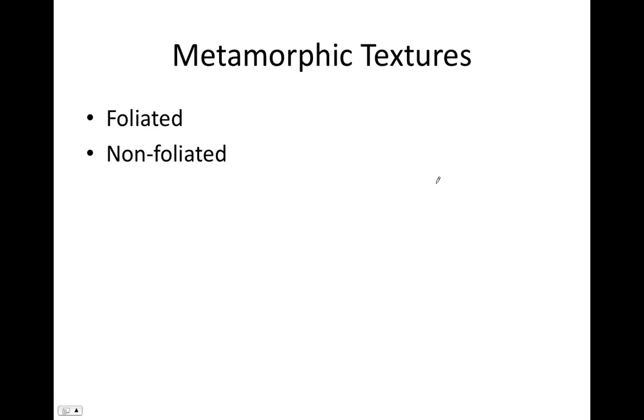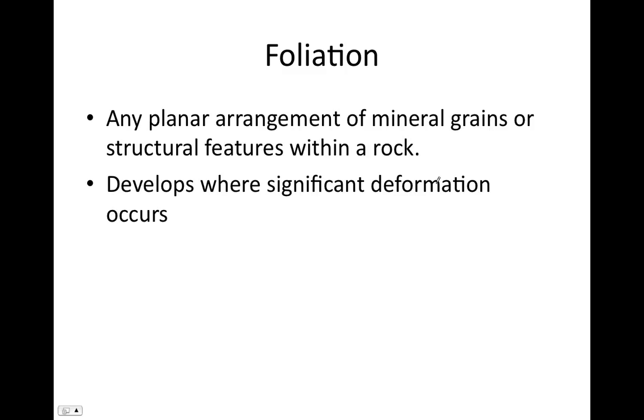So now we group metamorphic rocks into two different categories, foliated and non-foliated. Those are the two major groups of metamorphic rocks. Foliated metamorphic rocks have what is called foliation. And foliation is any planar arrangement of the mineral grains or structural features within a rock. Okay, so it's basically a non-random orientation of the mineral crystals inside of a rock. And this develops where the rock undergoes significant deformation.